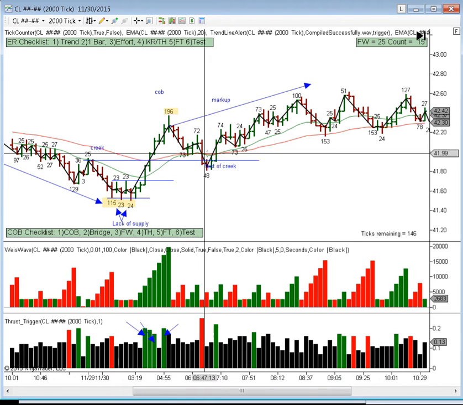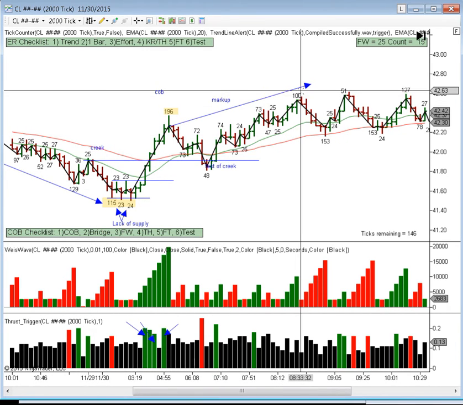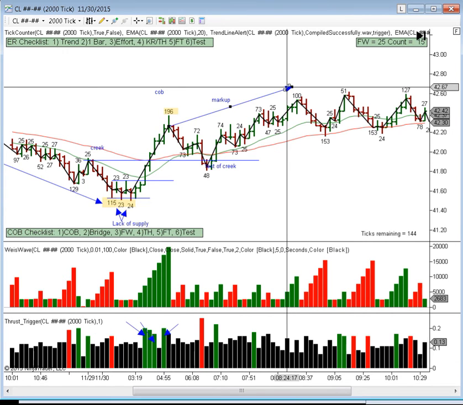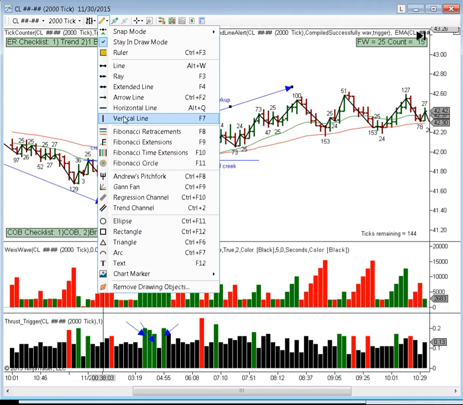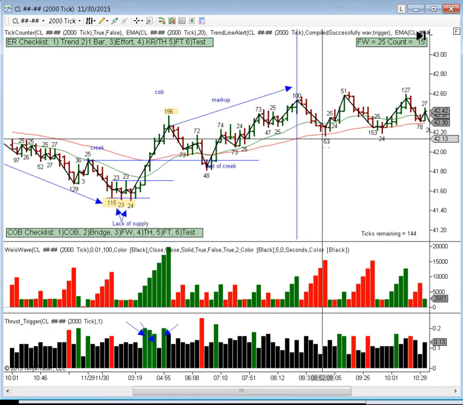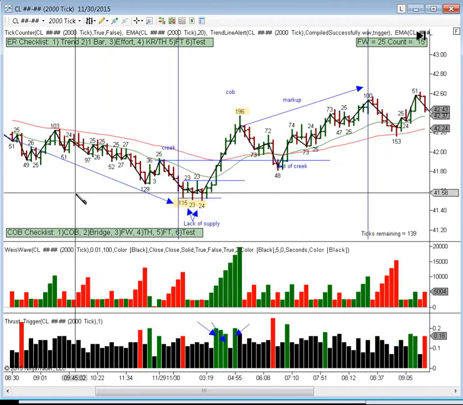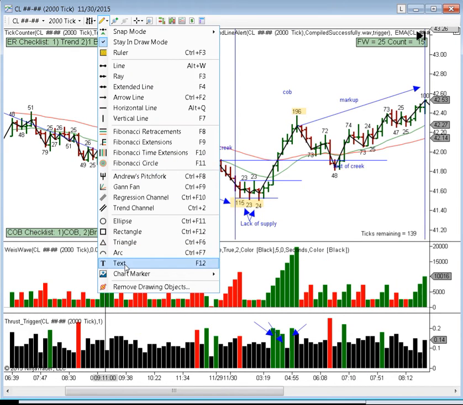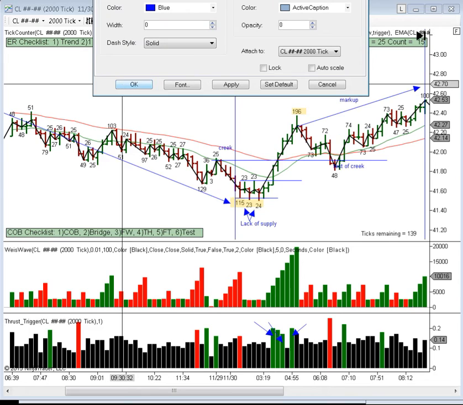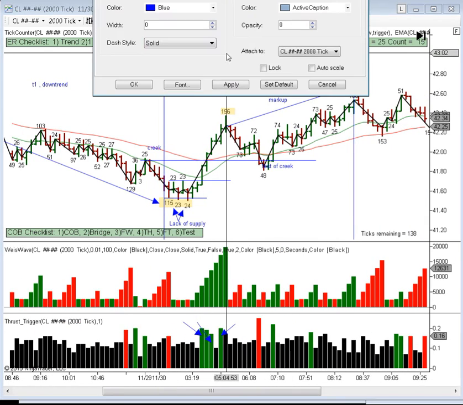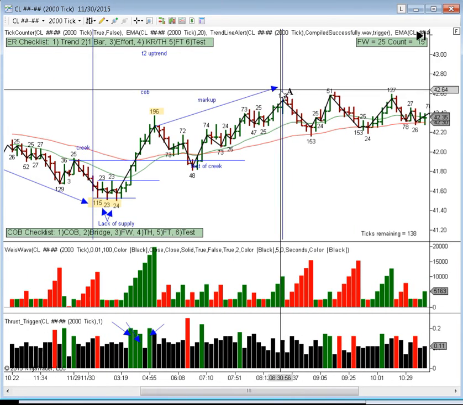So after the COB 1, 2, 3 pullback, entered markup up to a point where you have high volume. So the trend is, you got T1, which is a downtrend. You have T2, which is an uptrend. And then T3 is about to start.